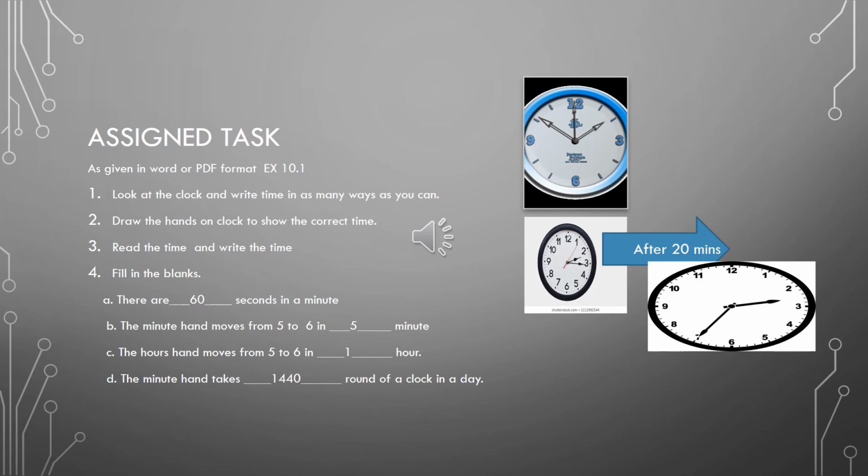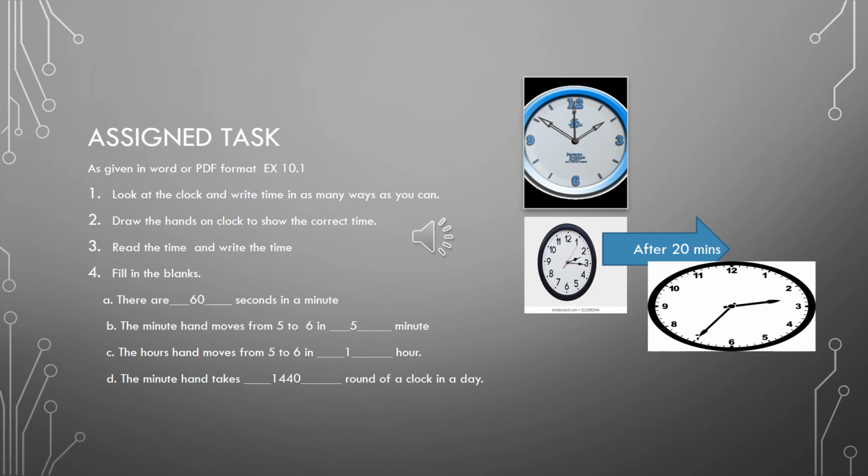Okay, now let's come to question number 2. Draw the hands of clock to show the correct time. अब ये मैंने आपको बहुत अच्छी तरह एक्सप्लेन कर दिया। ठीक है, what is short hand tell you about? The shorter hand is going to tell you about hours. ठीक है, शॉर्टर हैंड आपको घंटों के बारे में बता रहा है.